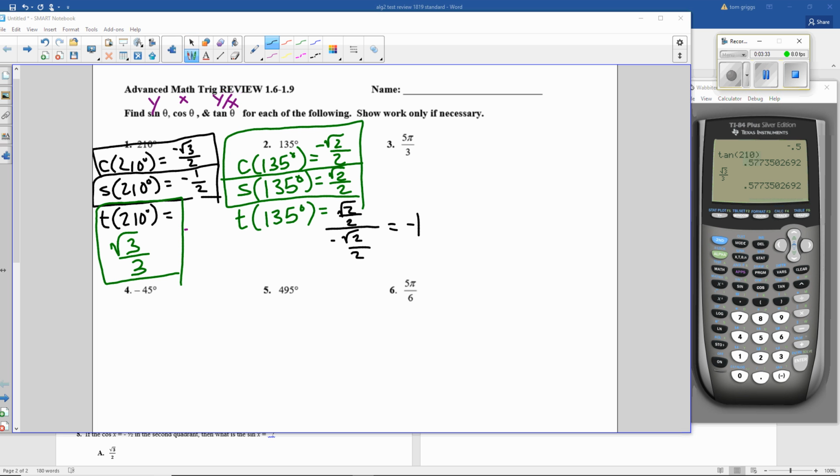So here's the work on number 2. Again, cosine, you're just looking for the x-coordinate at positive 135. Sine's the y-coordinate, and tangent is y divided by x. So that's why tangent of 135 is negative 1.